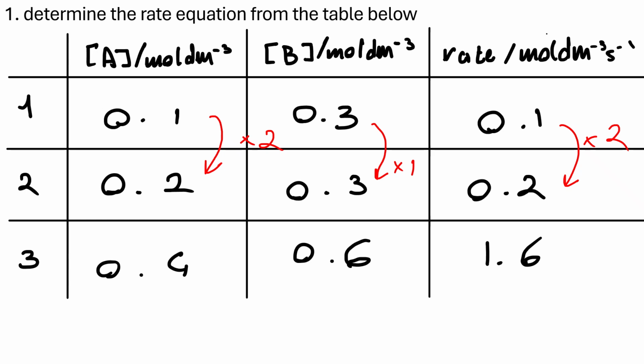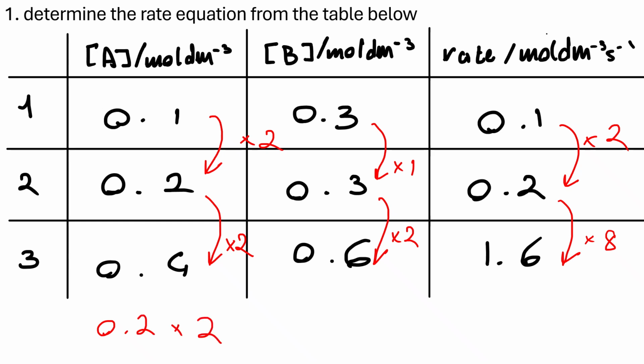From experiment 2 to experiment 3, concentration of B doubles, but this time so does the concentration of A. Subsequently, rate increases by 8 times, 8-fold. Now this is a bit trickier because they're both increasing. However, we know that A is a first order reactant, so if A doubles, so will the rate. We can take this into account and double 0.2, our rate from experiment number 2, to find our intermediate.